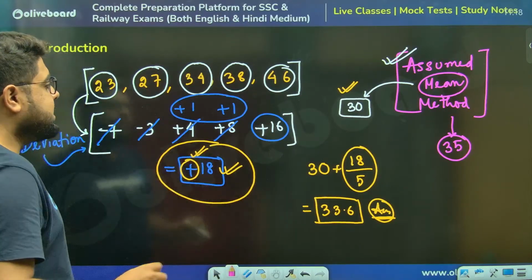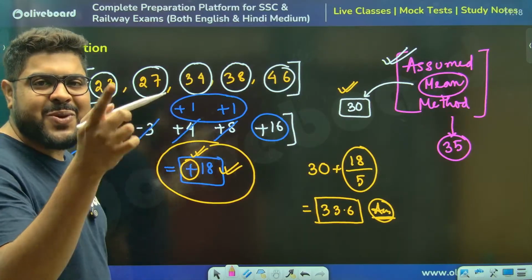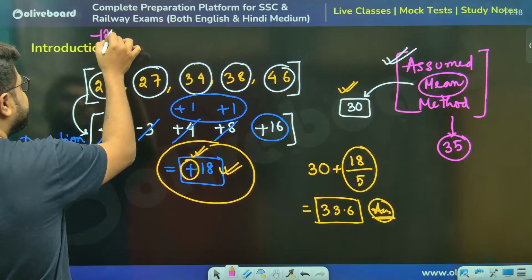You see. So 35, let's do this. 23 is how much more or how much less than 35, sir? You will say, sir, it is 12 less. So minus 12.